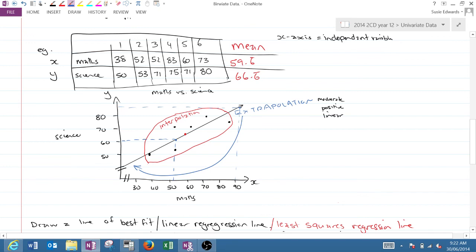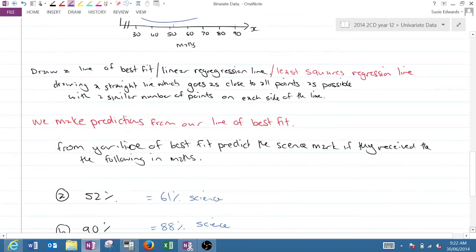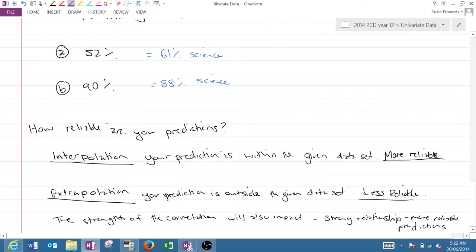Everyone okay with that? Okay, so the last bit of the question says we need to say something about their reliability. So you'd say 61% is reliable because, why? It's interpolation. 90% is less reliable because it's extrapolation. And that's your 8 to 10 marks. Done.